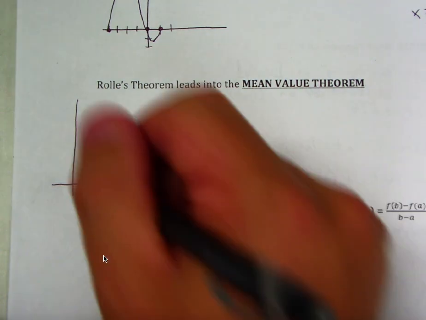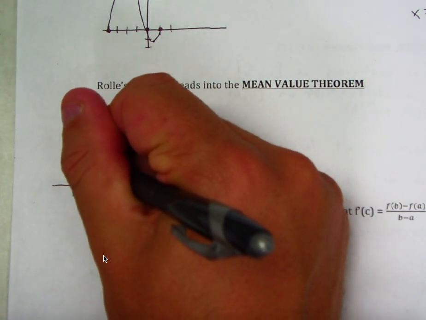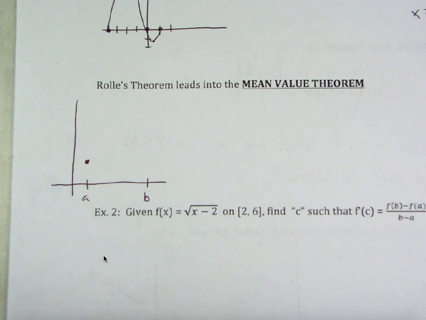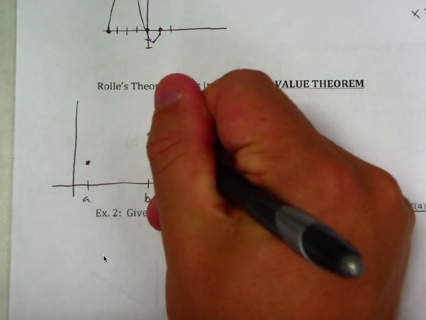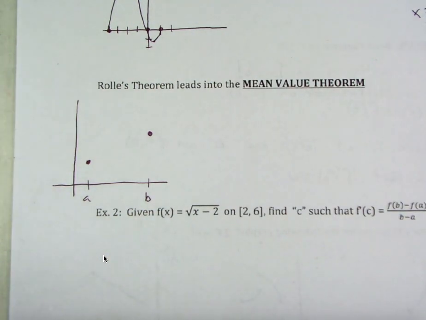I'm going to draw some endpoints, but I'm not going to have the same y value at the endpoints. This is going to be the difference between Rolle's theorem and the mean value theorem. Rolle's theorem only applies if the y values are equal at the endpoints. The mean value theorem applies no matter what the y values are at the endpoints, which creates a whole lot more power. So you don't have to have the same y value here.